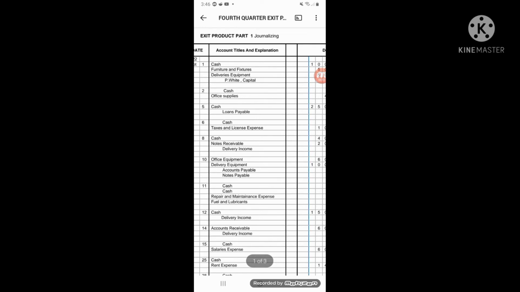Erasures. If there was a mistake in your entries, you erase it by drawing a straight line through the wrong account title or amount, then write the correct account title or amount on top of it.